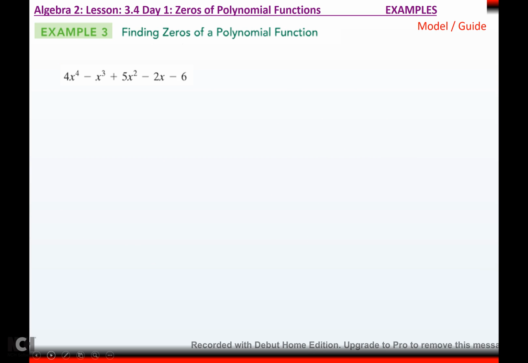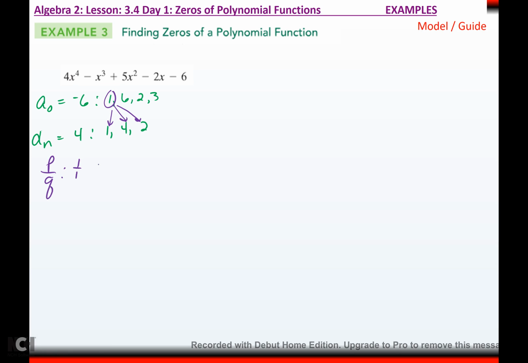Alright, so let's try this one. Alright, we need a list. So my a sub naught is negative 6, factors of 6, 1 and 6, 2 and 3. My a sub n is 4, factors of 4 are 1, 4, 2, and 2. I don't list it twice. Okay, I've got to get my PQ list, so I'm going to start with 1.